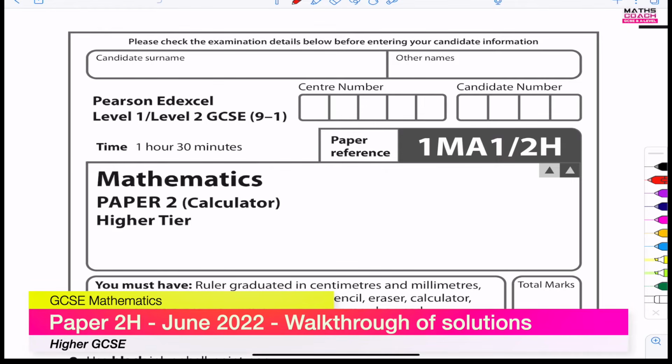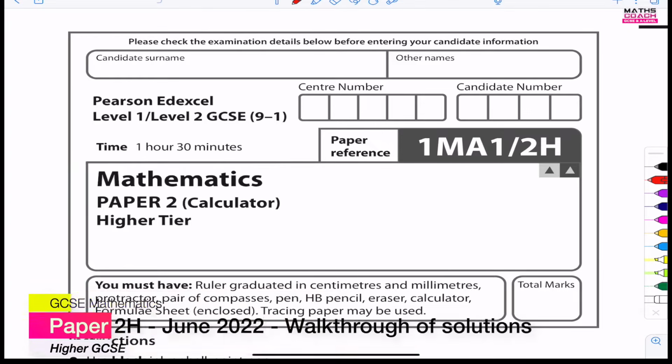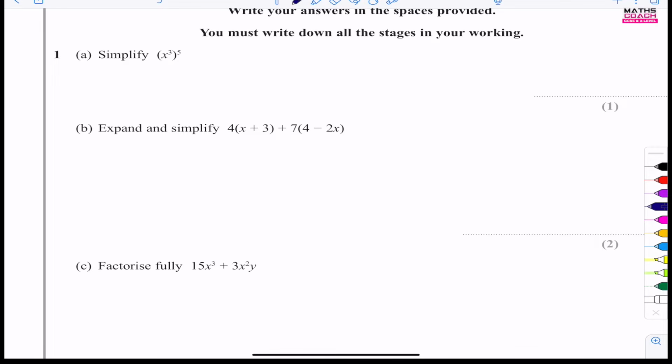I'll be going over the June 2022 paper 2H. Okay, so let's begin with question 1. It says simplify x cubed, all to the power of 5. So what do we do when we have a power to a power? We multiply. So it's going to be 3 times 5, which gives us x to the power of 15.